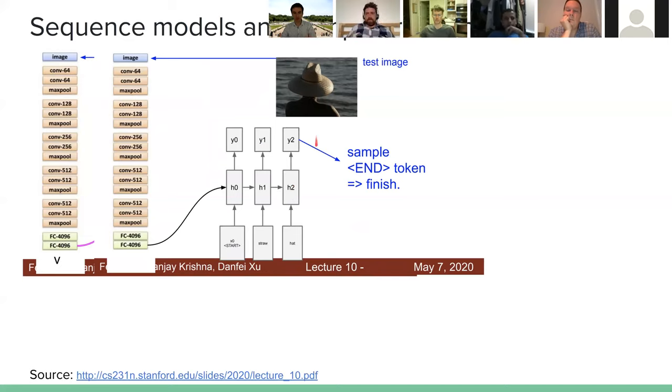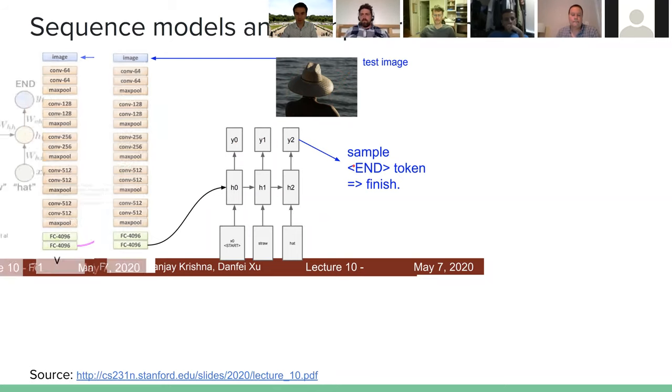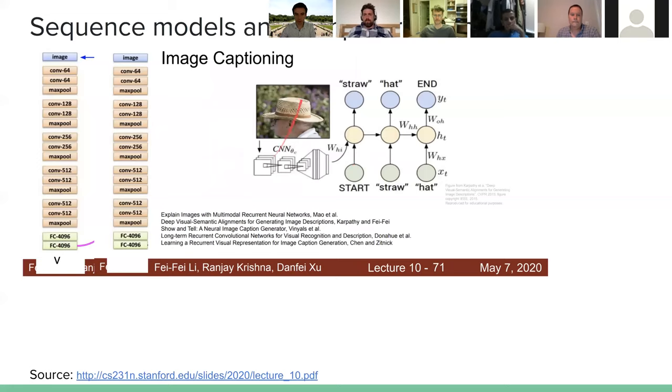You pass that through your RNN. And hopefully, when you do this, your network should predict something that is a caption of this image. We'll look at some examples. But the goal is, you have an image, you pass it through a CNN, you get that rich representation, you feed that as an input only once to your RNN, and your RNN starts to generate, based on this rich input, the next token and the next token. So it looks like in this case, it's predicting straw hat.